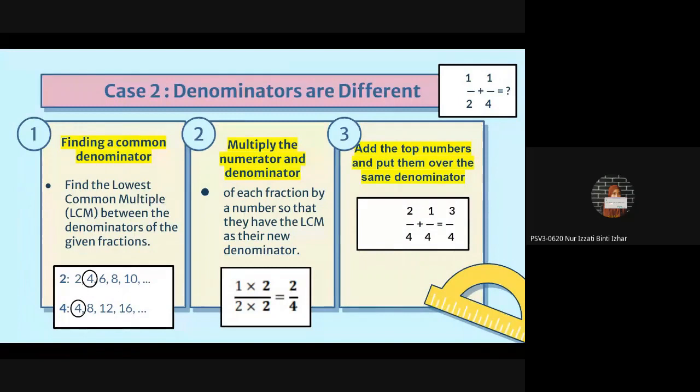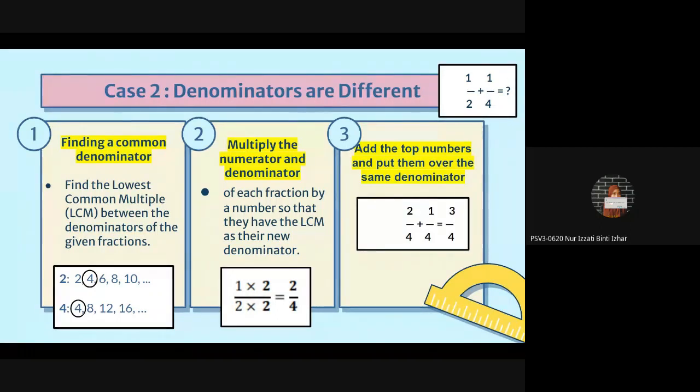As you can see on the slide, the given mathematical problem is 1/2 plus 1/4 equals what? So the first step is to find the lowest common multiple, LCM, between the denominators of the given fractions. The easiest way to do that is by listing down the multiples of 2 and 4, as you can see on the slide. Based on the list, 4 is the LCM.